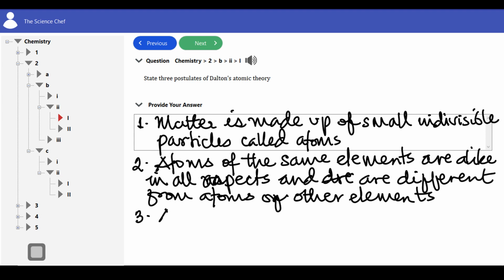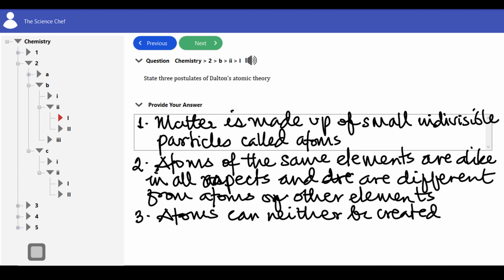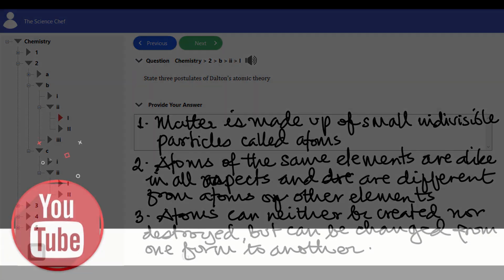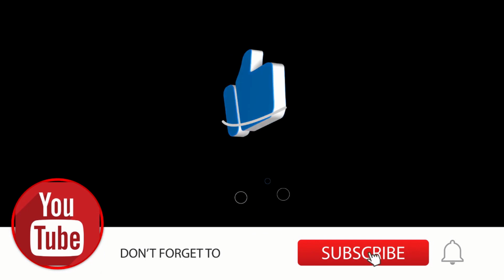3, atoms can neither be created nor destroyed, but can be changed from one form to another, which is not completely correct, because when it comes to nuclear reactions, that is not true, because atoms are completely destroyed. So these are 3, there are 5, but since they asked for 3, let's go with these 3.